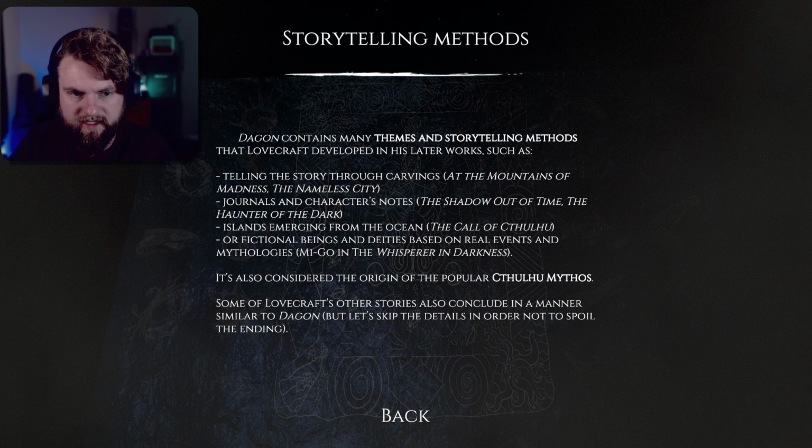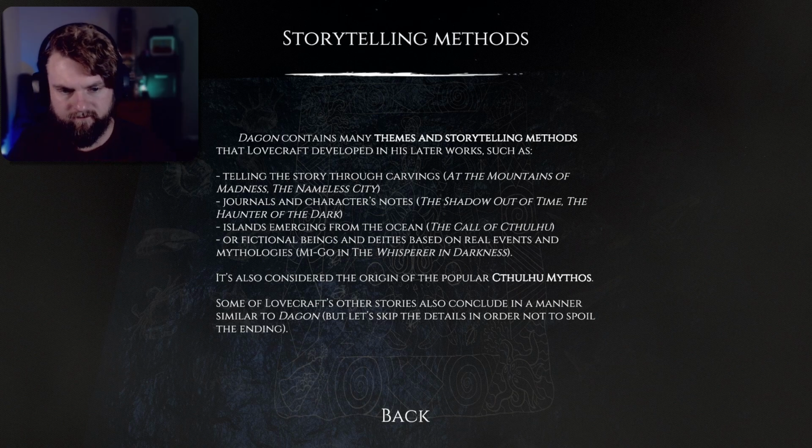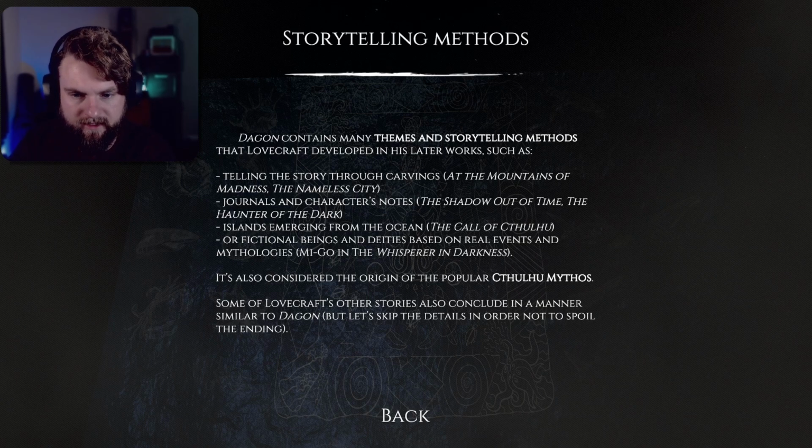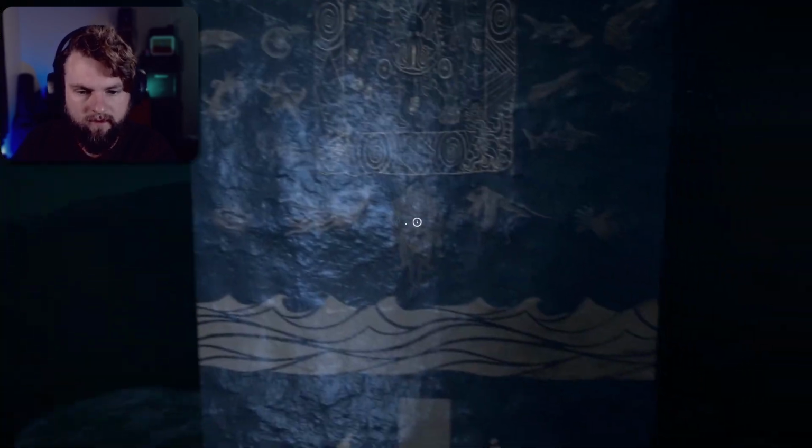Dagon contains many themes and storytelling methods that Lovecraft developed in his later works, such as telling the story through the carvings in At the Mountains of Madness and The Nameless City, journals and characters' notes, The Shadow Out of Time, and The Haunter of the Dark, islands emerging from the ocean, Cthulhu, or fictional beings and deities based on real-life events and mythologies, and the Mi-Go in The Whisperer in Darkness. It is also considered the origin of the popular Cthulhu mythos. Some of Lovecraft's other stories also include this in a manner similar to Dagon, but let's skip the details in order not to spoil it. Don't want to spoil that.